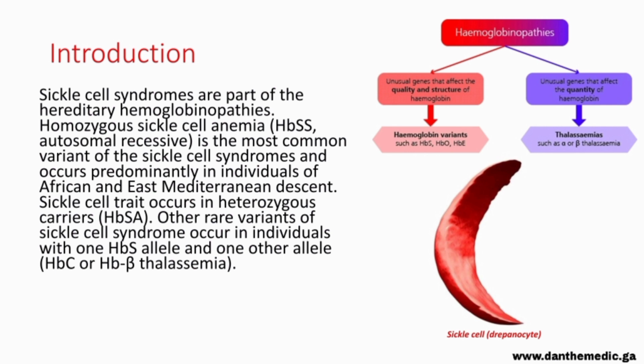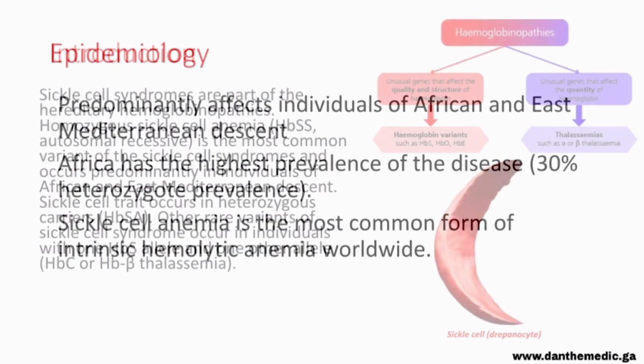The sickle cell trait is also another form, and this sickle cell trait is heterozygous, meaning that you have one normal allele and one sickle cell allele. And then we have some other rare types in which you have one sickle cell allele and another allele of another pathology. So it can either be another allele of HBC or another allele of beta thalassemia.